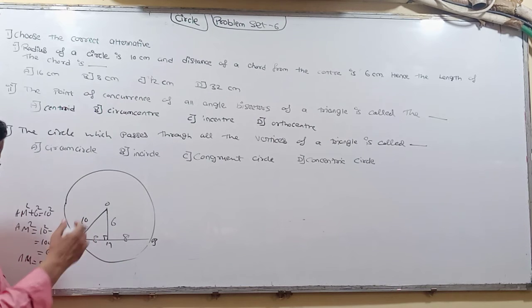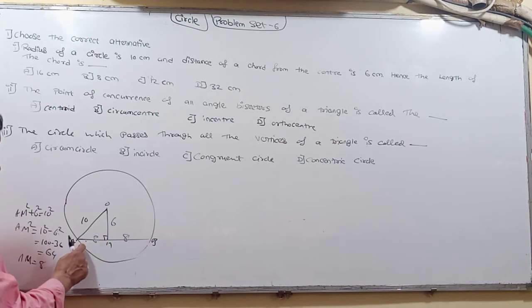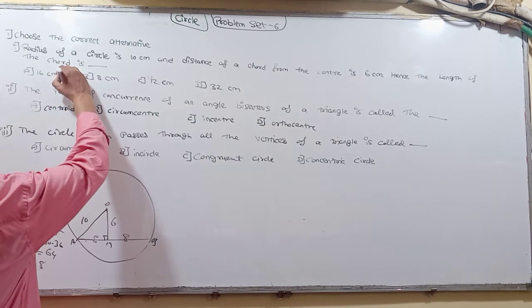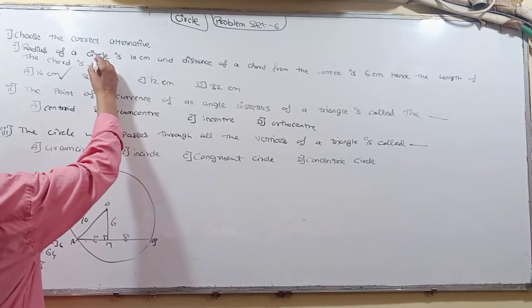This is by heart. So AM is equal to 8, which means AB is equal to 16. Is 16 a choice in this? Yes, it is given, sir. That is the correct answer.